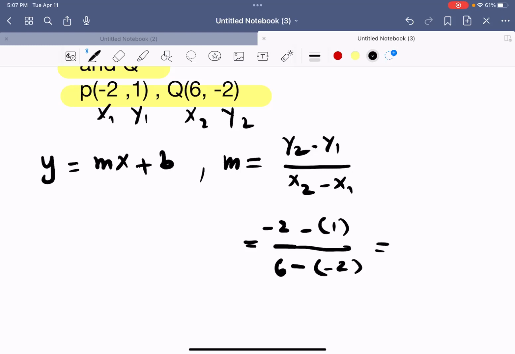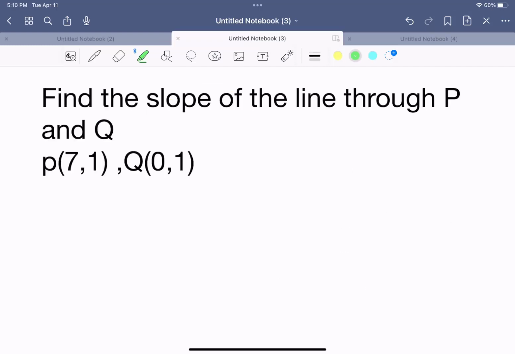So this gives us -2 minus 1 is -3, and 6 minus -2 is gonna be 6 plus 2, which is 8. So the slope is -3 over 8.